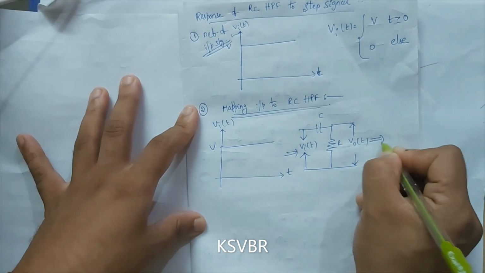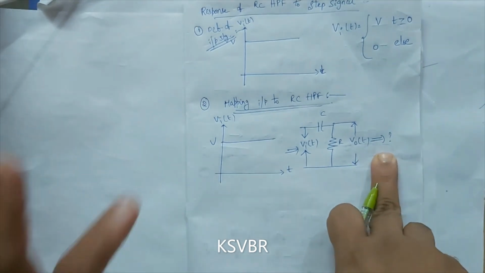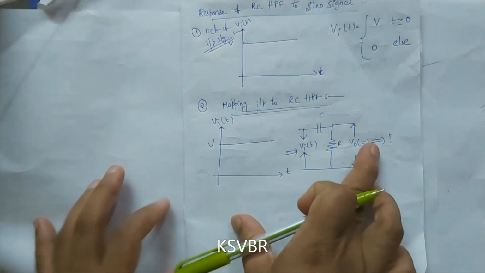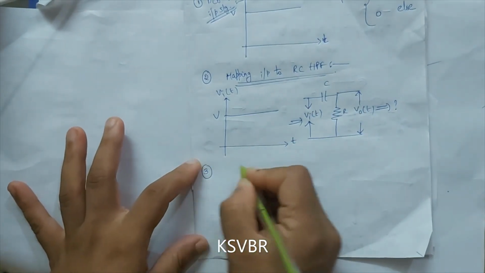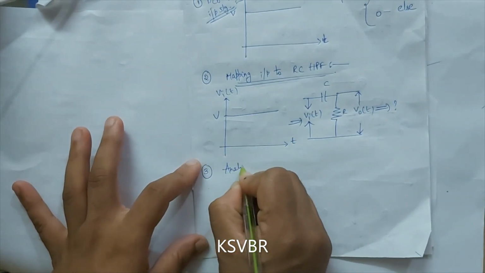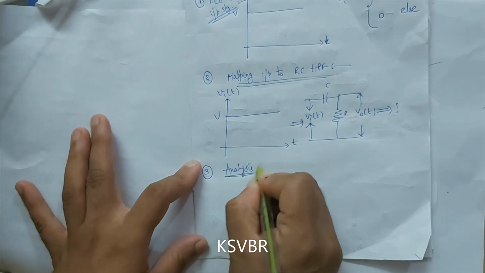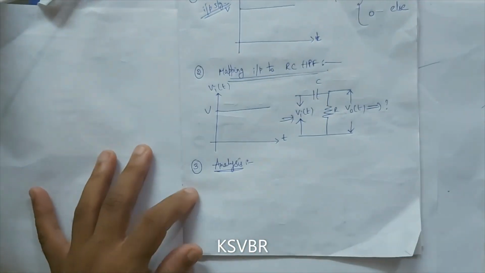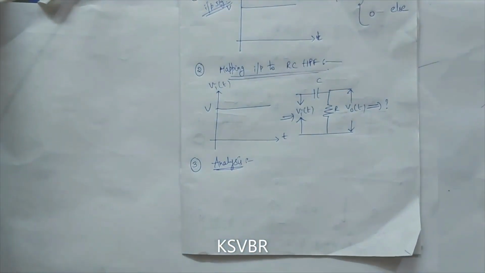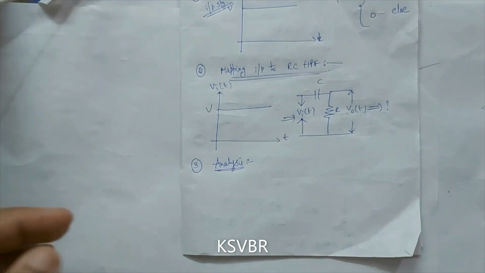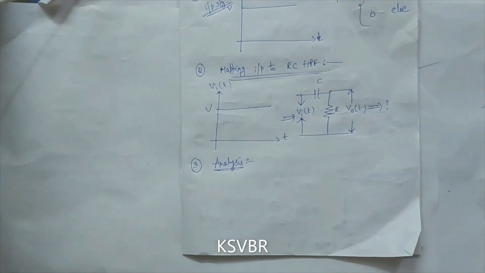This V naught of t, which we don't know, we are going to find out. Step 3 is analysis. Okay, this won't be as lengthy as our RC low pass filter. This will have some finite steps, as we have seen for the low pass filter, so the analysis of the high pass filter will also be somewhat easy.